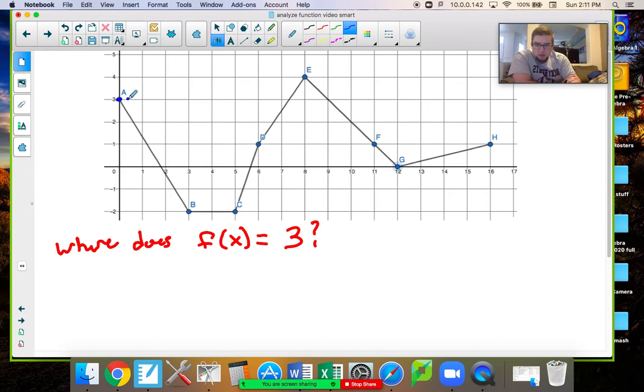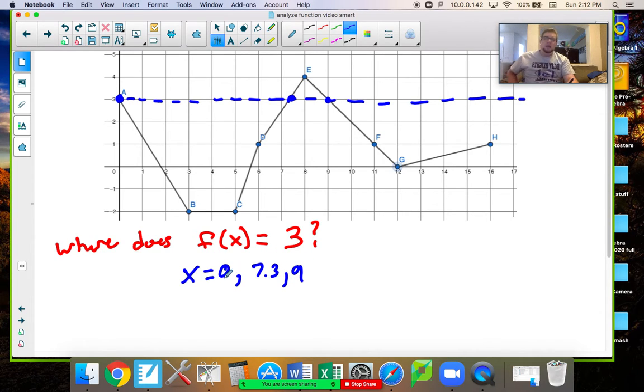We come up here to the 3, and we look at where are all the inputs that will give us 3. Well, the first one's real easy. X can be 0. The next spot's right here, so we're going to have to do a little bit of estimation. It's not quite 7.5, so maybe 7.3, 7.4 in that area. And the next one is perfect and 9. So if I were to use any one of these three numbers, my graph would spit out 3.